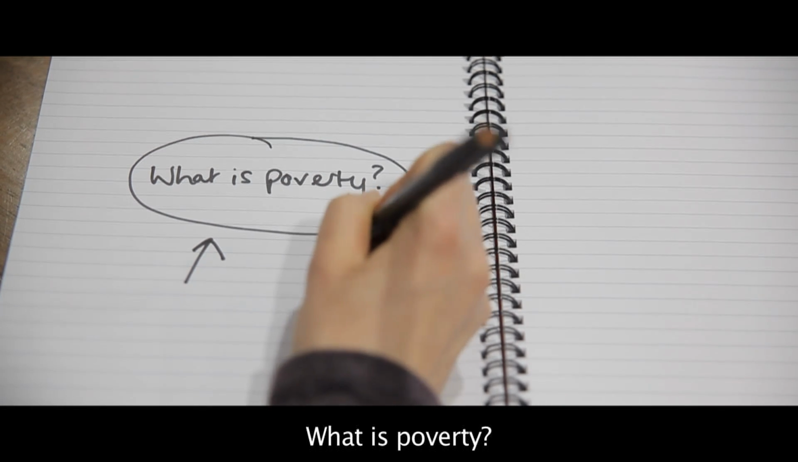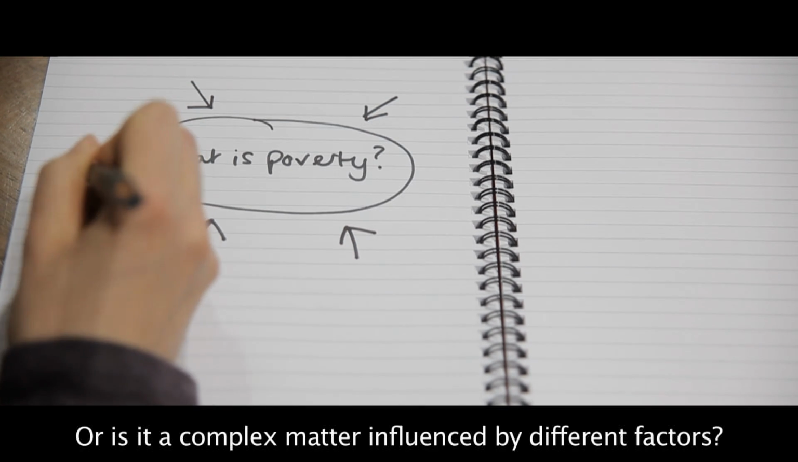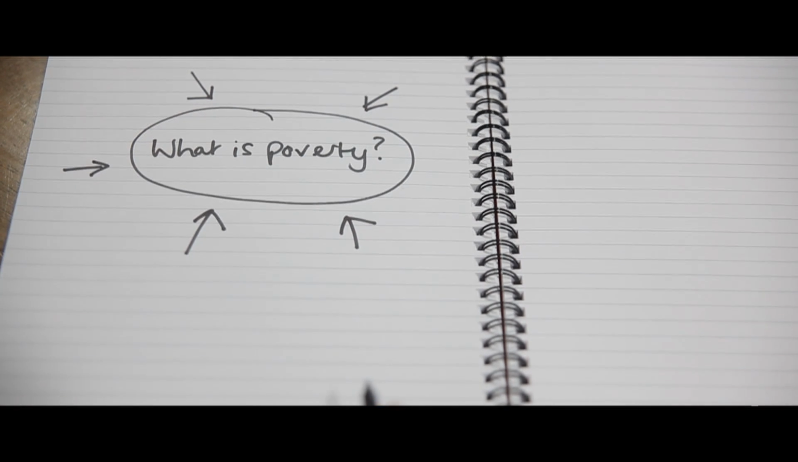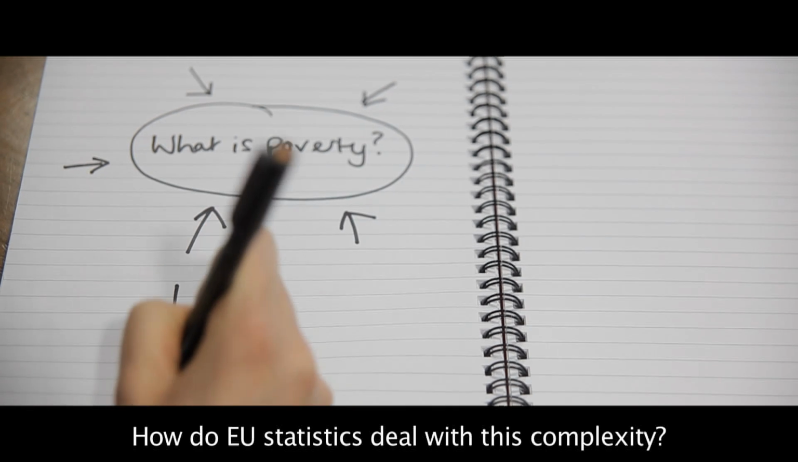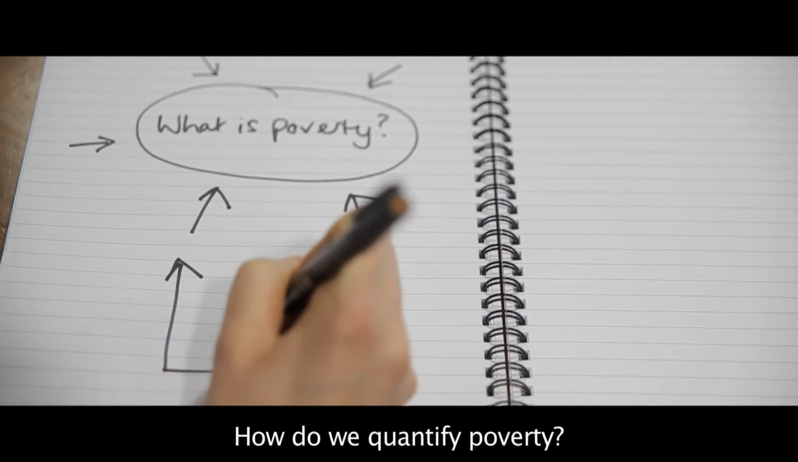What is poverty? Is it easy to define, or is it a complex matter influenced by different factors? How do EU statistics deal with this complexity? How do we quantify poverty?